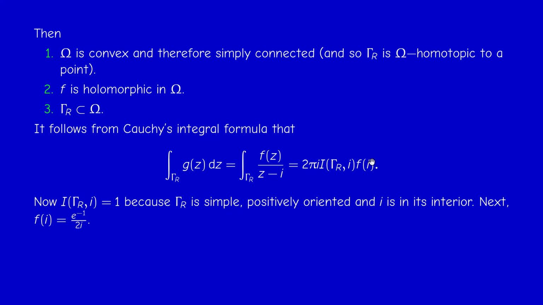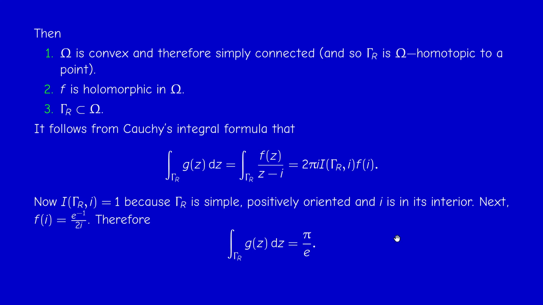And it's easy to compute f of i for this f. f was e^(iz) over z plus i. So it's e to the i times i, which is e^(-1), over 2i. And therefore, the integral we are seeking is pi over e, because I simplify by 2 pi i. So pi times e^(-1), or pi over e. This is the first way of applying Cauchy's integral formula.